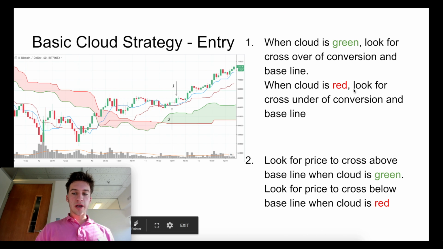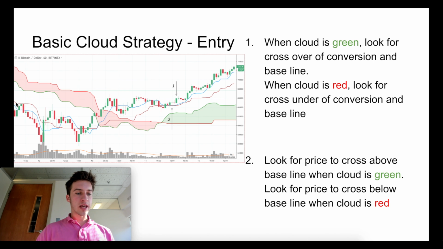Now, when the cloud is red, you're looking for a cross under of the conversion and the baseline. So that would be, back in this chart here, you would get that whenever you see this turn red and whenever the blue line crosses below the brown line. That's when you're likely going to want to sell or to short. Now, that is the first strategy for entry.